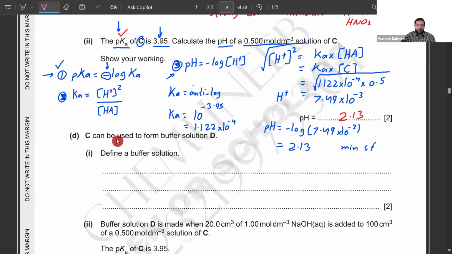Now the next question: C can be used to form a buffer solution. D, define buffer solution. All right, now this type of definition is again a repeated question. So I will show you multiple answers to this question.